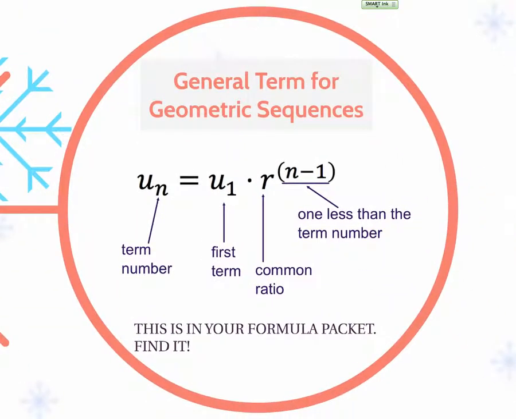And then here is your super important formula that is in your packet. And you'll notice that a lot of the stuff is very similar or the same as the arithmetic sequences. So n still stands for your term number. U sub 1 still stands for your first term. The difference here is that it's not adding and subtracting. We actually take the first term, multiply it by the common ratio raised to a power, and the power is n minus 1. So we have a lot of the same pieces.